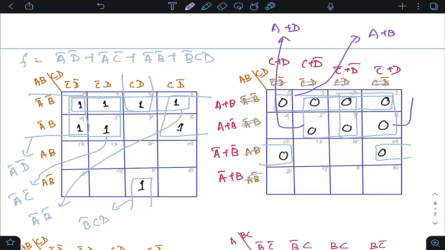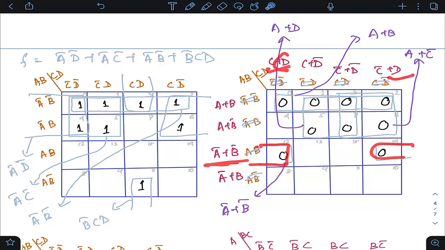Similarly, for this quad, this is under the influence of these two rows and these two columns. So from the row you get a, and from the column you get c bar. So you get a plus c bar. And for this pair, from the row you get a bar plus b bar, which is constant. From the column you get d, because among this column and this column d is constant. So you get d, isn't it? So you can see the corresponding answer.